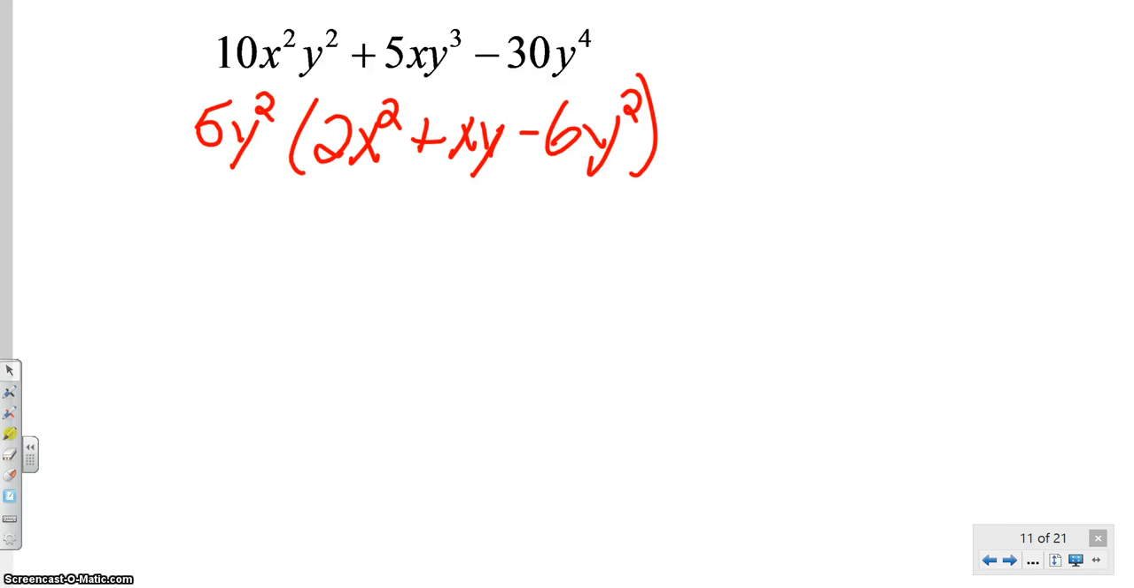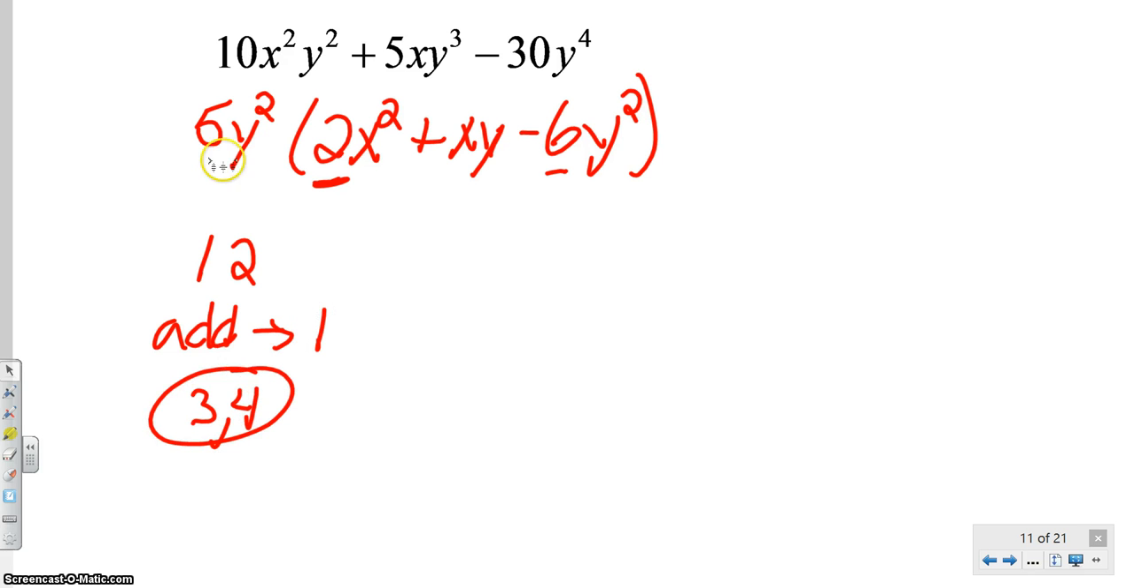All right, so now I take AC, which is 2 times 6, which is 12. Okay, factors of 12 that if I add will give me 1. Well, we know that's going to be 3 and 4. All right, so here I'm going to ignore this. I'll put this back at the end. We're just going to focus on this right here.